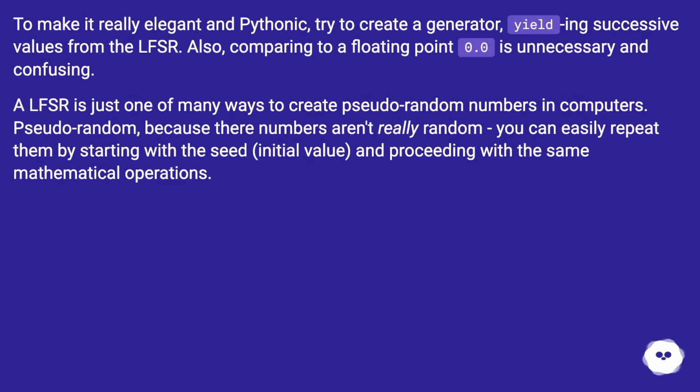To make it really elegant and Pythonic, try to create a generator, yielding successive values from the LFSR. Also, comparing to a floating point 0.0 is unnecessary and confusing. A LFSR is just one of many ways to create pseudorandom numbers in computers. Pseudorandom, because the numbers aren't really random, you can easily repeat them by starting with the seed, the initial value, and proceeding with the same mathematical operations.